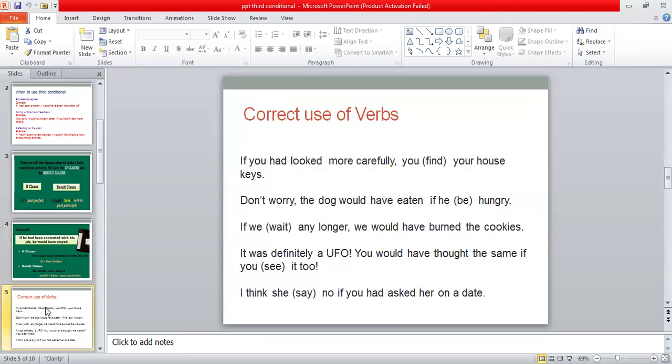Now, students, I have prepared some sentences for you for the correct use of the verb. First of all, try to do all these sentences yourself. You can easily see that in one clause, the verb has been used in the correct manner. And in one clause, you have to use the verb in its correct form. So according to the third conditional, you have to attempt all these sentences. First of all, attempt them yourself.